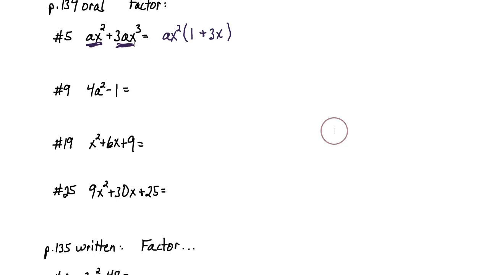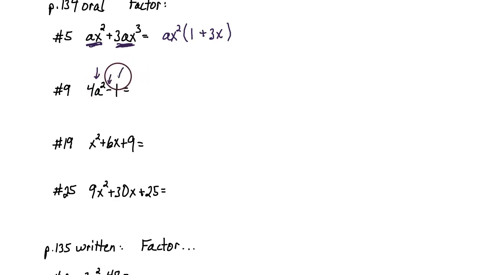Number 9, look for a GCF, but there's not one other than the number 1. Now look for a special pattern. When you see a binomial with a subtraction symbol, the special pattern that you're looking for is called a difference of squares. The first term must be a perfect square. If you were to take the square root of this, it has to turn out to be a monomial that uses whole numbers.